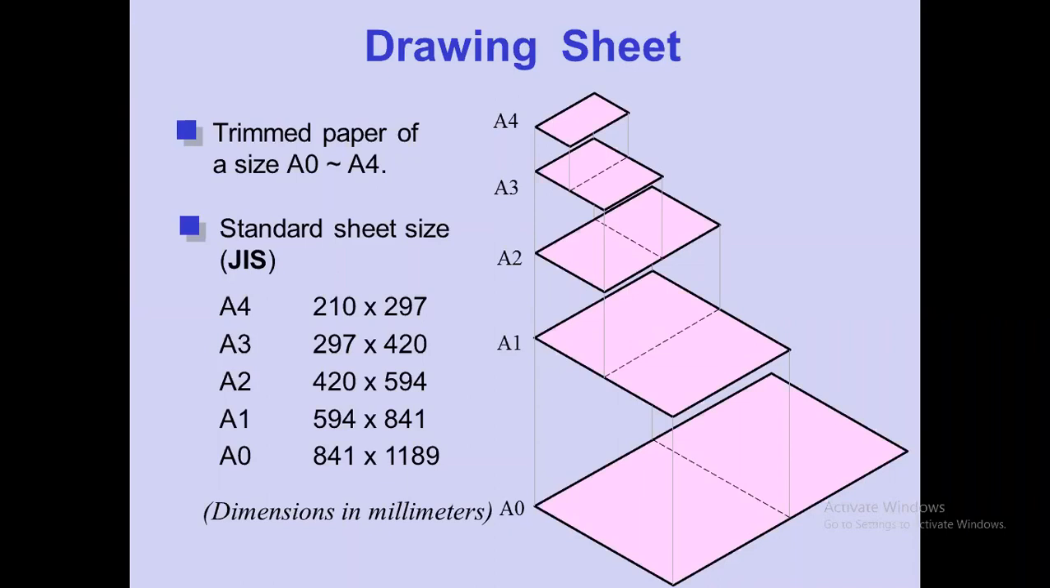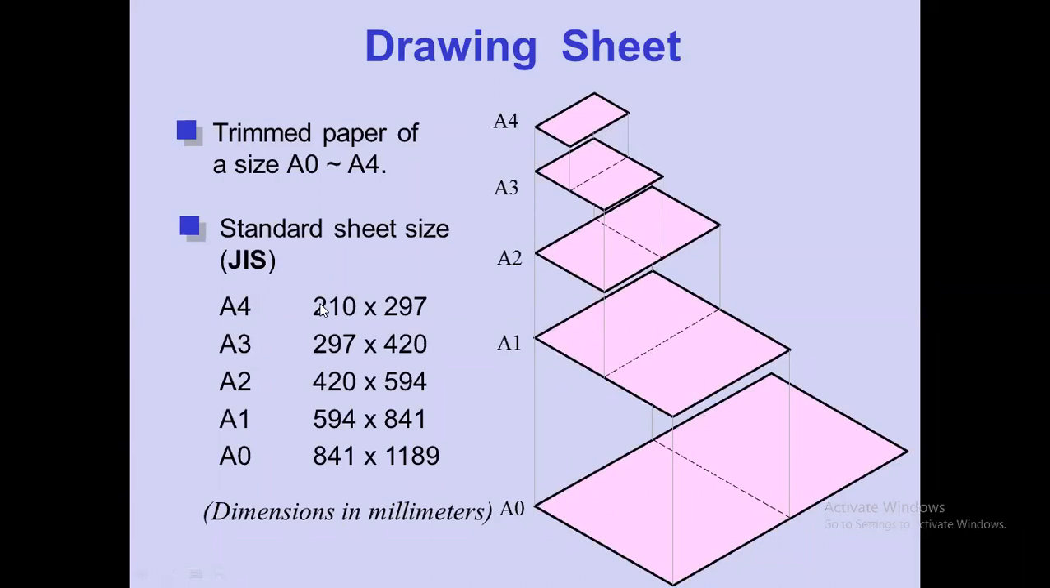The first one, A0, is the highest. Here you can see the last one is A0. Exactly half of this A0 is A1, exactly half of A1 is A2, exactly half of A2 is A3, and exactly half of A3 is A4. That is the smallest size we are using. The double of A4 is A3, double of A3 is A2, double of A2 is A1, and double of A1 is A0. Like this, you can differentiate the sheets.